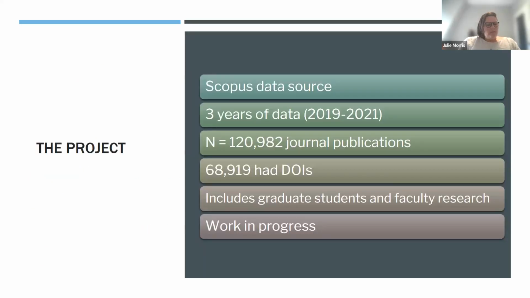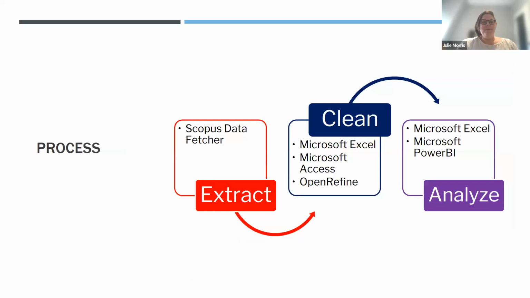So I conducted a user study citation analysis where I analyzed publishing authors' research trends, including faculty and graduate students. I used Scopus as a data source from 2019 to 2021. I looked at about 120,000 journal publications, and I'll show you how I did this. It's still a work in progress and will be for quite some time.